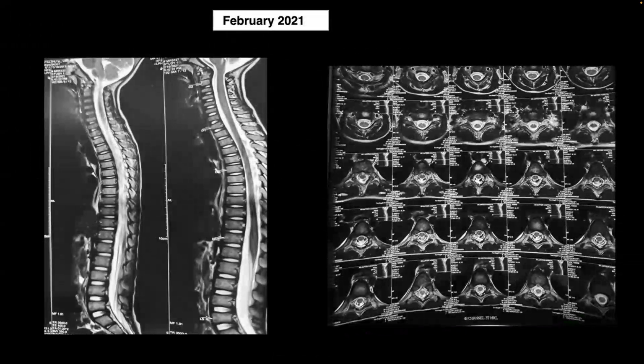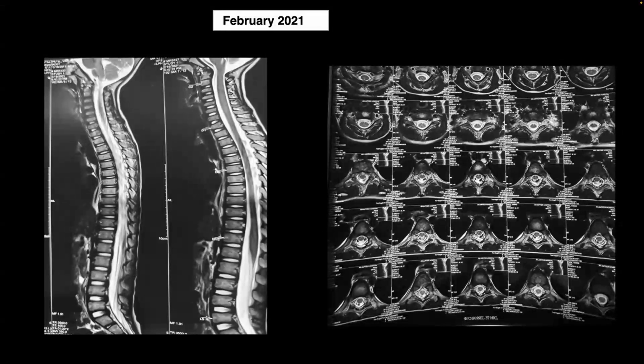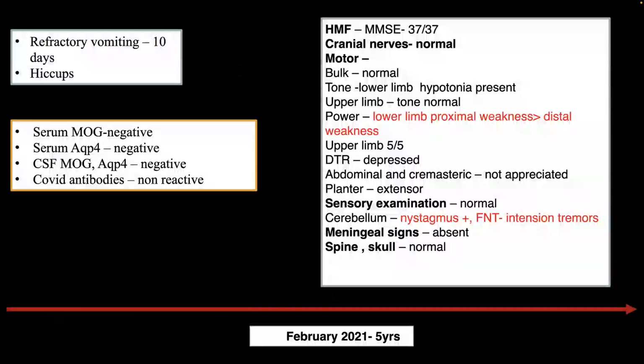Okay, spine was done. Again, the images are not very optimal, but it appears there is some long segment myelopathy, particularly more in the cervical cord, predominantly involving the central regions on the axial sections. Okay, so suspecting demyelination or post-infectious inflammatory conditions or a viral encephalitis.